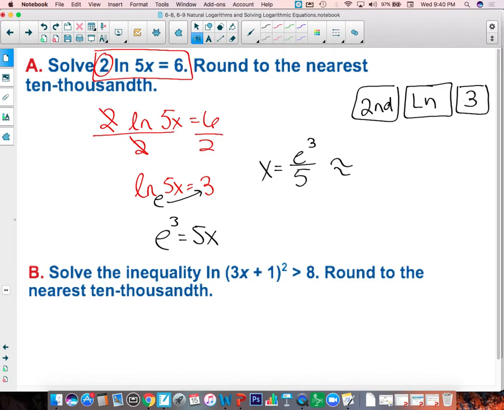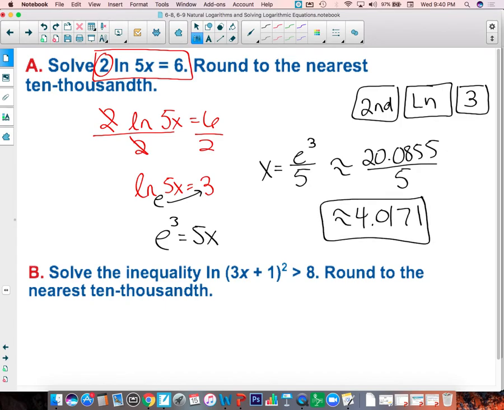That would give me, if I'm just doing the e, about 20.0855, and then I have to divide that by 5. So we get about 4.0171. So that's your answer. And I could plug that in for x if I wanted to double check it. I could check for extraneous solutions.